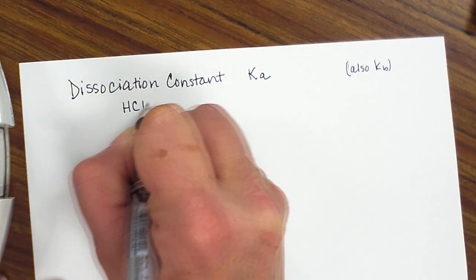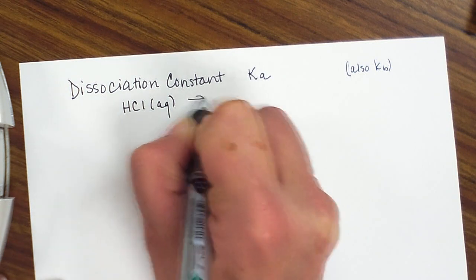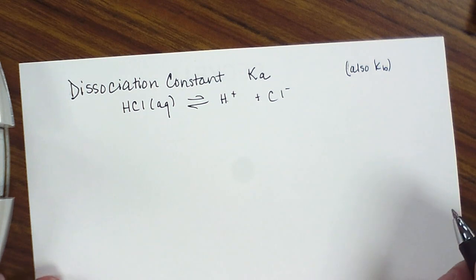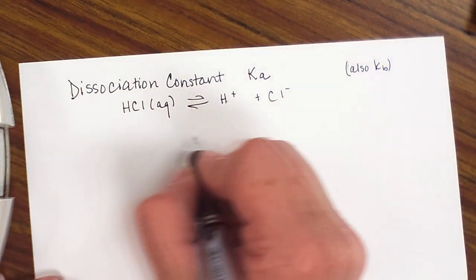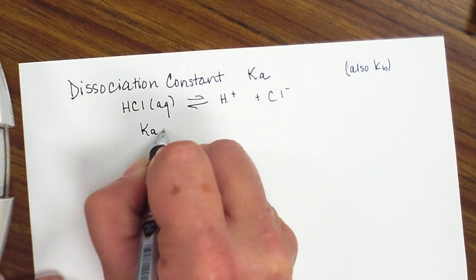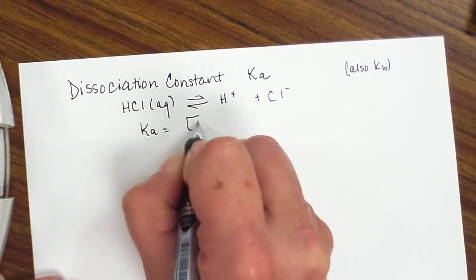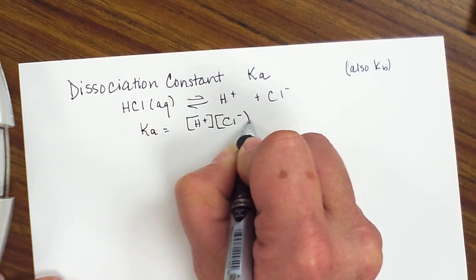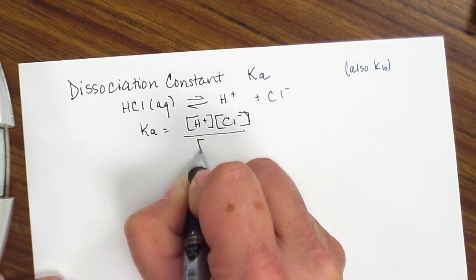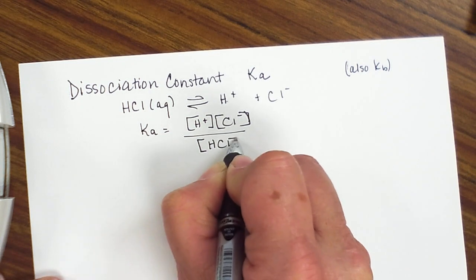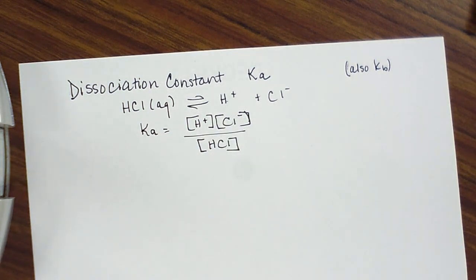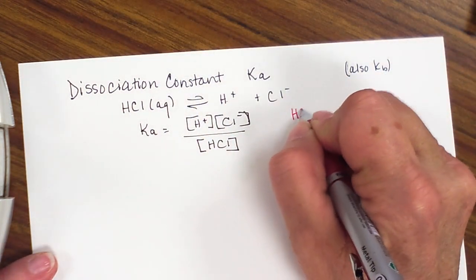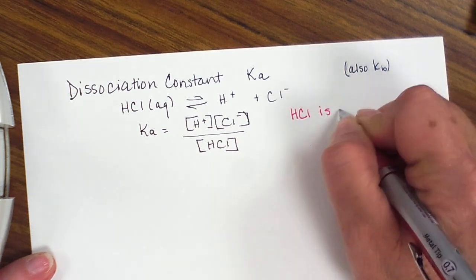And so if we are looking at HCl, which is going to go like this, and it's going to go H+ plus Cl-, right? Okay, then my Ka would be... Now, here are two things. Here we go. HCl is a strong acid.